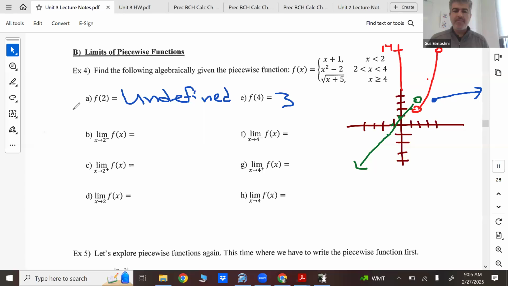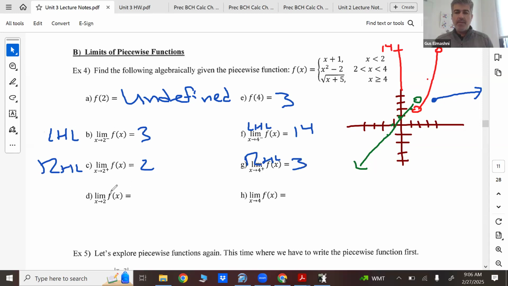What's the left-hand limit as x approaches 2? The LHL. Approaching 2 from the left, it's 3. What if you're approaching 4 from the left? 14. What if I'm approaching 2 from the right? 2. Yep. And approaching 4 from the right? Yep. And then is there a limit at 2 itself? Is there a limit at 4 itself? No.